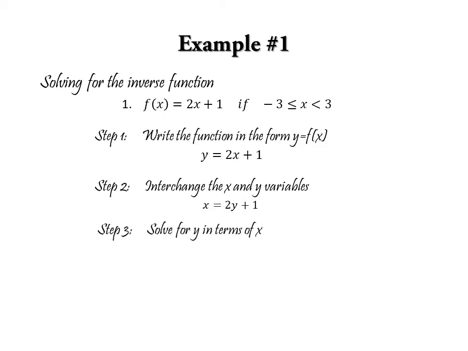Step 3, we're going to solve for y in terms of x. So it becomes x minus 1 equals 2y, and dividing both sides by 2, you're going to get x minus 1 over 2. That would be equal to y. So the inverse function would be x minus 1 over 2.